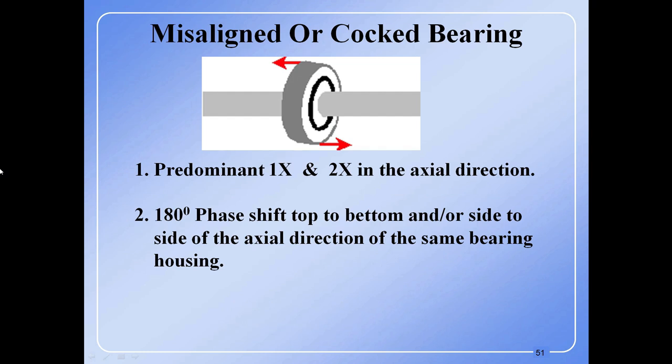Misaligned or cocked bearing: predominant 1x and 2x in the axial direction. Second point, 180-degree phase shift top to bottom and or side to side in the axial direction of the same bearing housing.